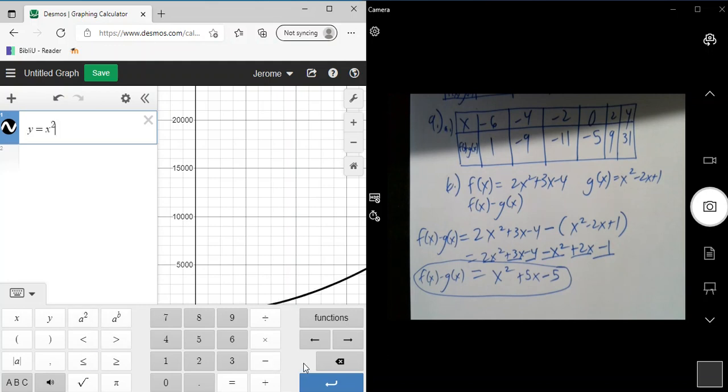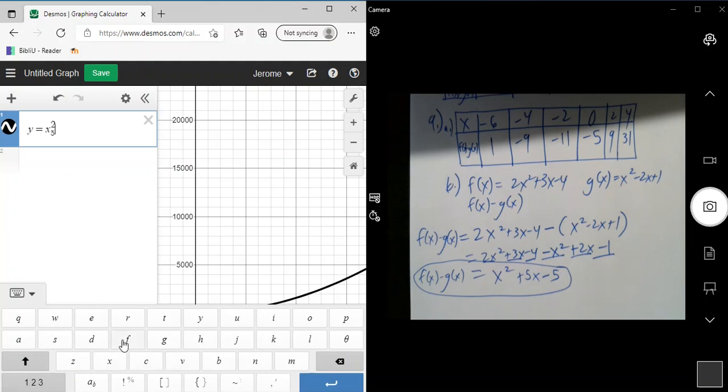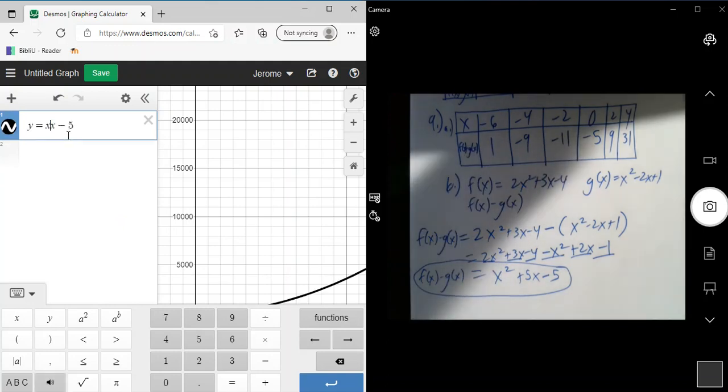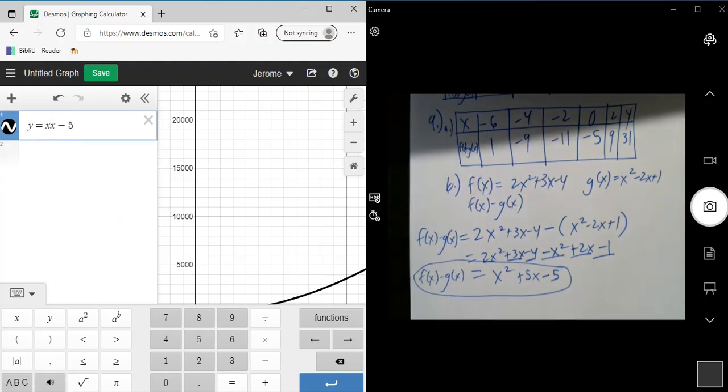x squared plus 5x minus 5. Okay, I made a little mistake there. Let me see, x squared plus 5x minus 5. Okay, so we have the equation here.